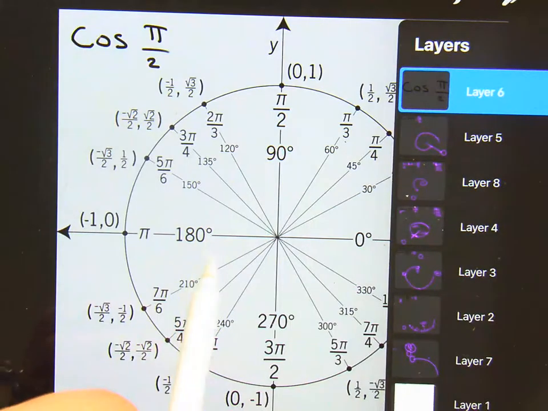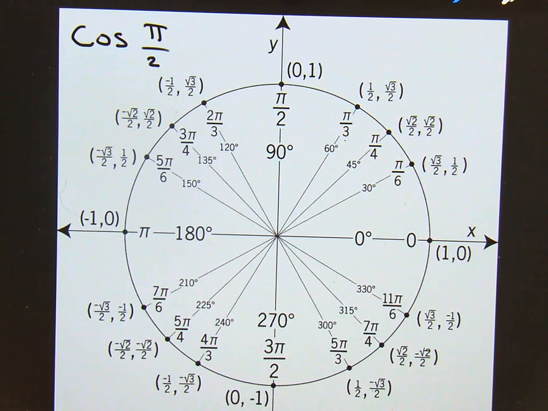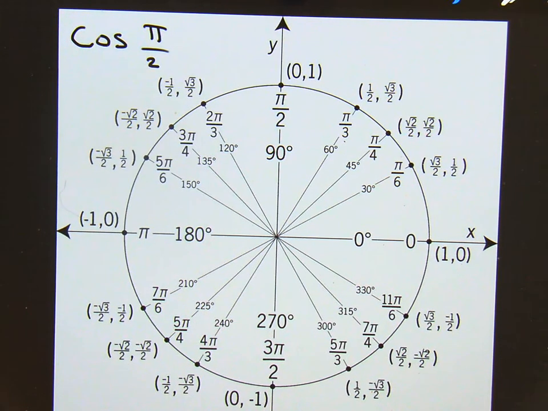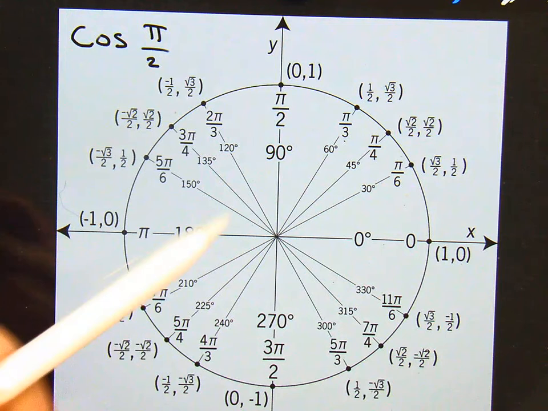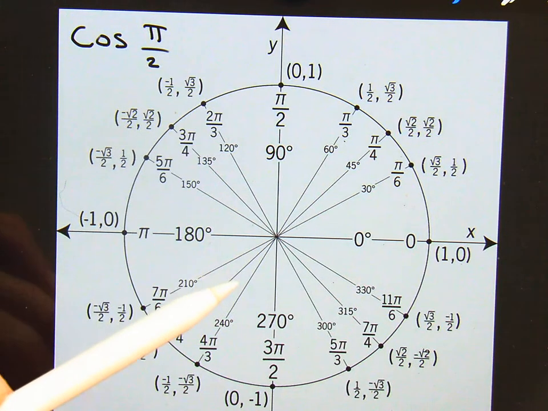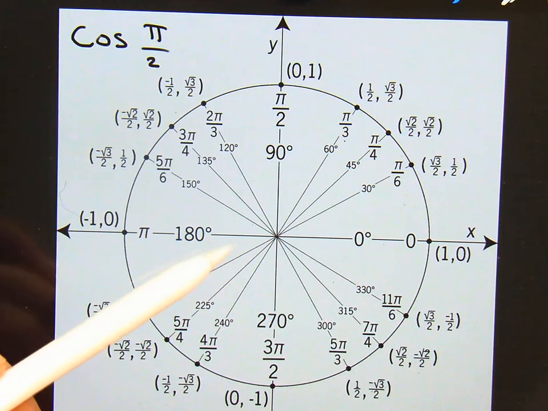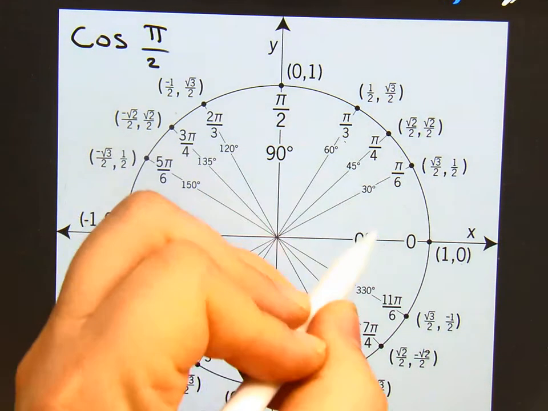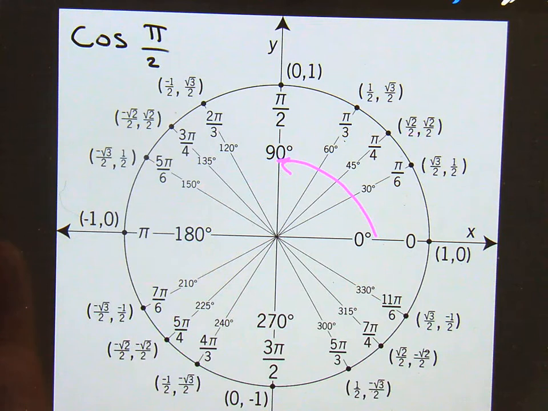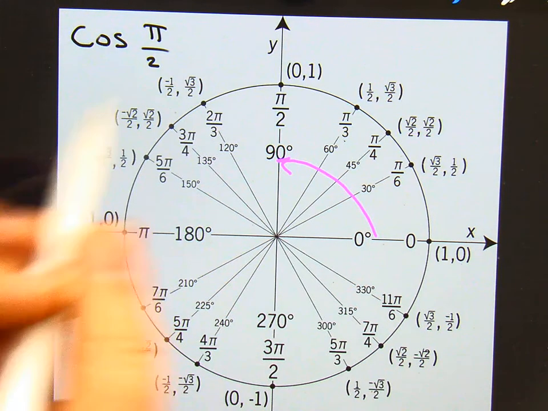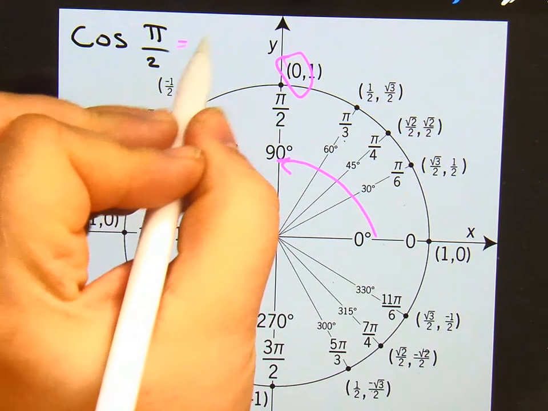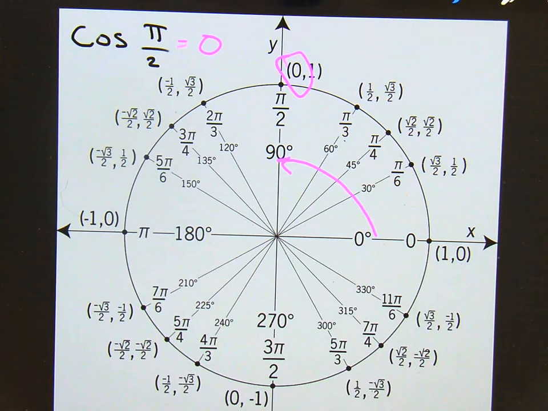So last but not least, cosine at pi over 2. Take a moment, find pi over 2. What is my x value at that quantity? Okay, so pi over 2 is there. My cosine is 0. And that's my answer.